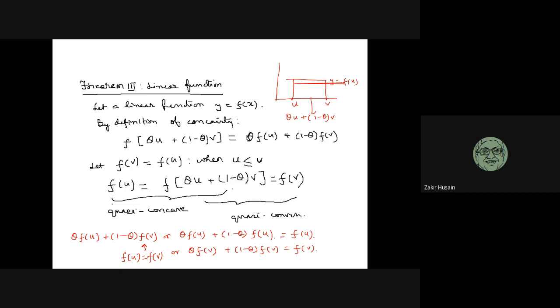Now, this part corresponds to the definition of quasi-concavity. And this condition corresponds to the definition of quasi-convexity. In both cases it is weak quasi-concave, weak quasi-convex. So therefore, a linear function satisfies the properties of both weak quasi-concavity and weak quasi-convexity. So a linear function is both weakly quasi-concave and weakly quasi-convex. Okay?